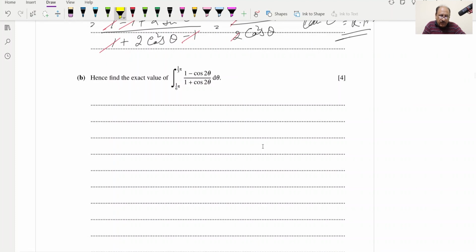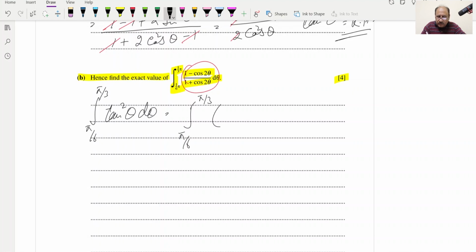Now, hence find the exact value of this integral, and we know this part is what? This part is tan theta. So this is a 4-mark question basically. So this will be the integral with limits pi by 6 to pi by 3, of tan square theta d theta. And we know tan square theta is secant square theta minus 1. So our integral will change to secant square theta minus 1 d theta.